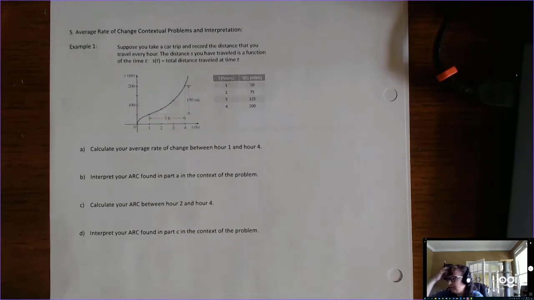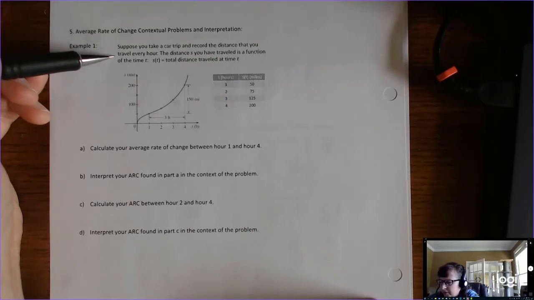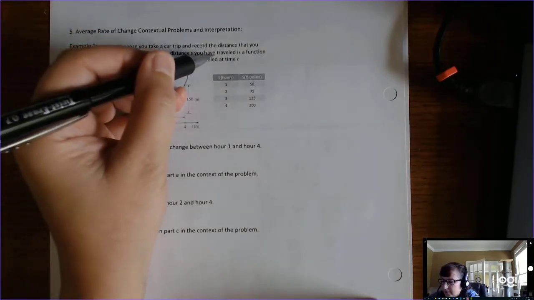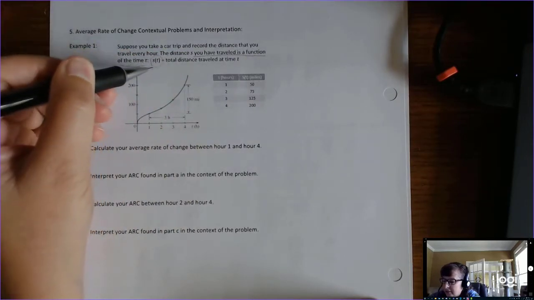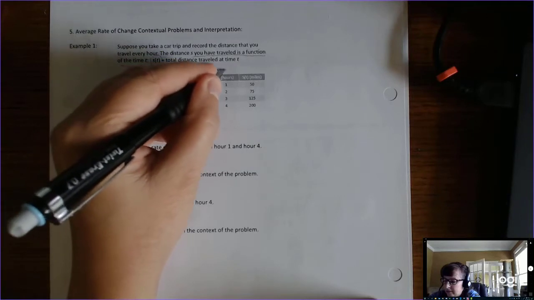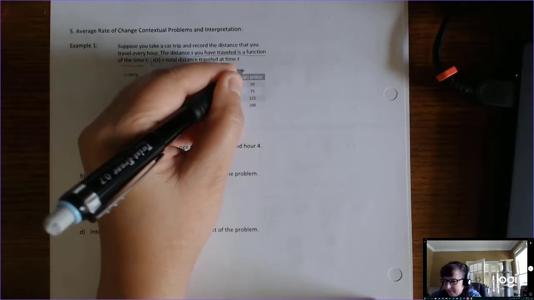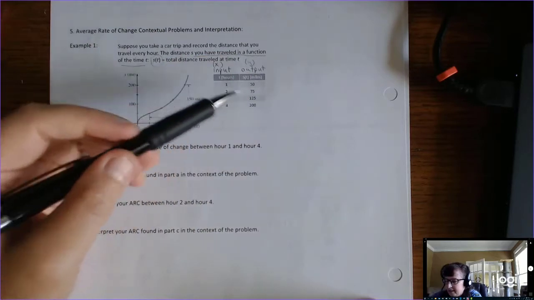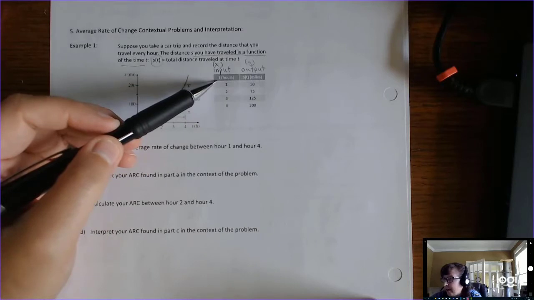All right, so this is example 1. Suppose you take a car trip and record the distance that you travel every hour. The distance s you have traveled is a function of the time t. So that language, you have to understand functions, and this notation is telling you that t is your input, it's like the x, and s is your output, that's like your y. The output units are miles and the input units are hours.